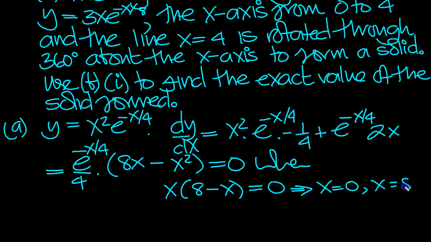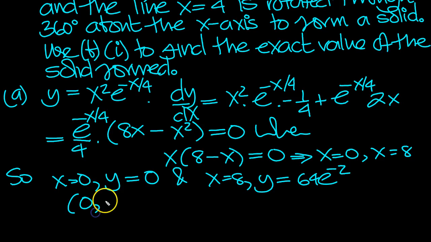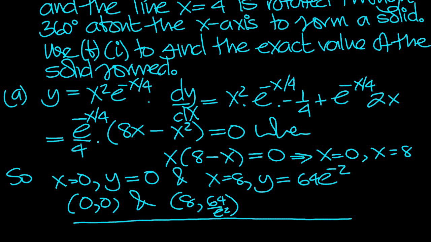This never equals 0. So that tells us that x equals 0 and x equals 8. So x equals 0 and y is equal to, put 0 in here, we get 0, and x equals 8 and y is equal to 8 squared is 64 times e to the minus 8 over 4, which is 2. So the stationary points are (0, 0) and (8, 64 over e squared). So there's part A done. Now part B.